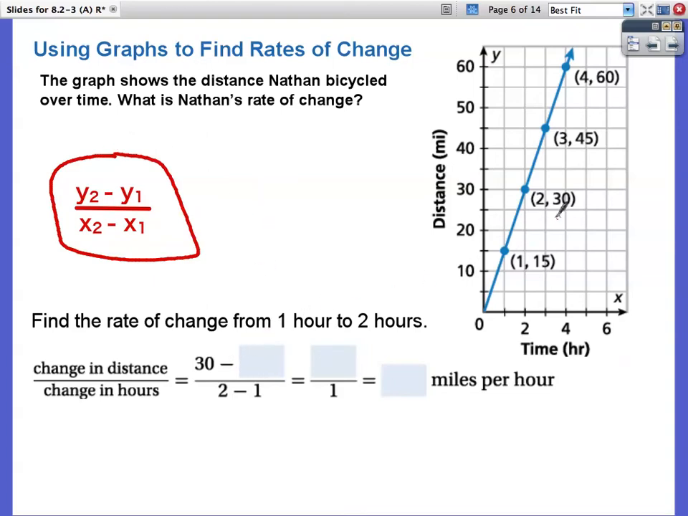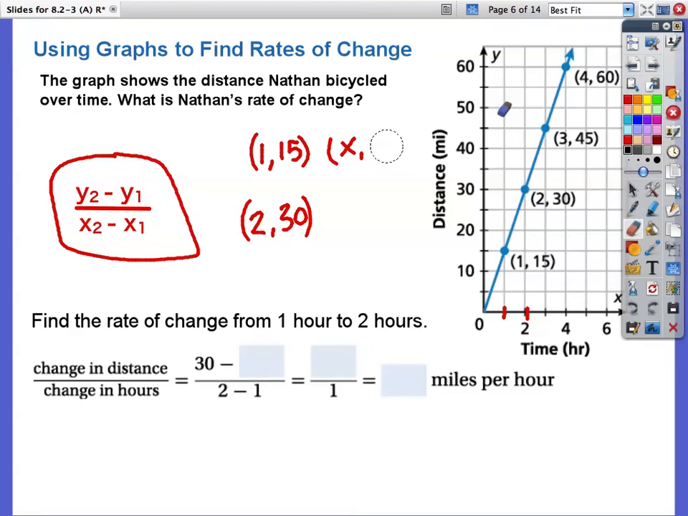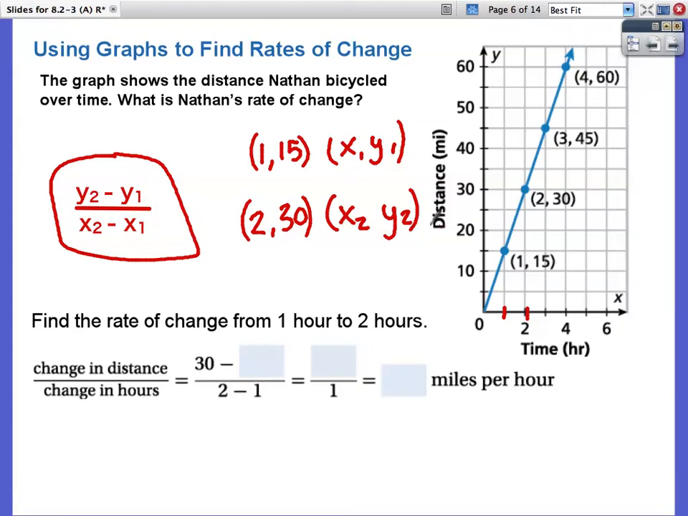And so, if we take our 2 points here, we have point (1, 15) at hour 1, okay? And at hour 2, we have the point (2, 30). I'm going to say this is my x1 and my y1. And I'm going to say this is my x2 and my y2. The reason is just because this point comes after this point if I read the graph left to right. So I plug in the numbers.